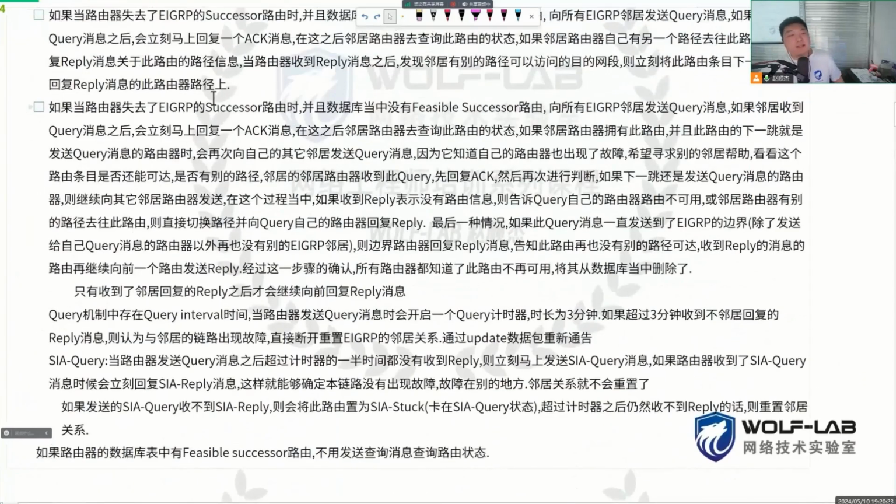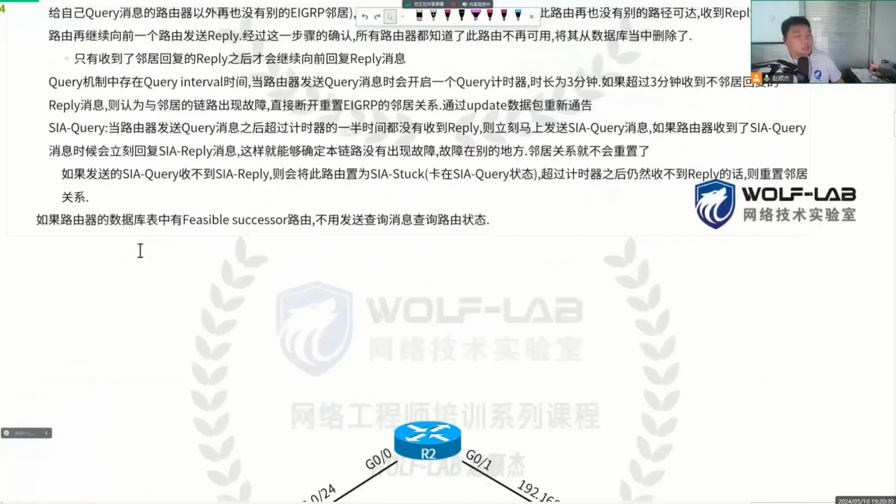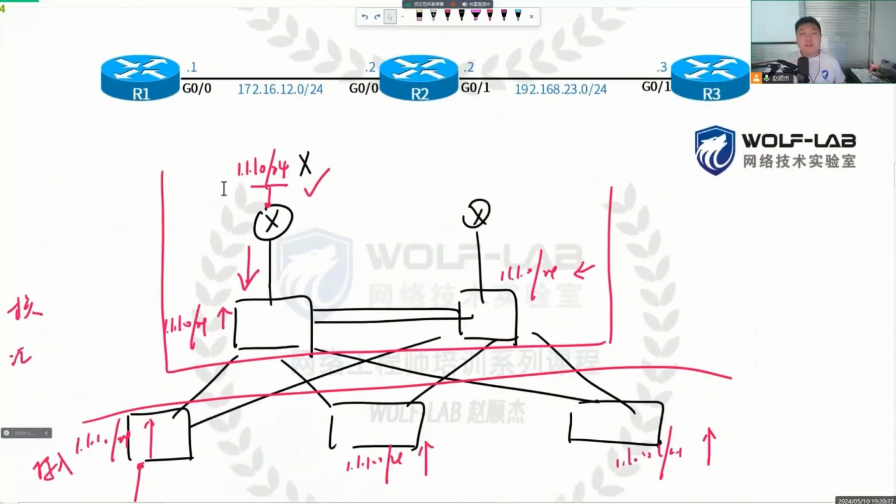So what situation will there be at this time? We talk about the query mechanism, right? So we lost such a successor route. What to do? Send queries to all neighbors, right, students? So once we lose a certain route entry, I will send queries to all neighbors. I send a query message. Where did this route entry go? Is there any other path available?